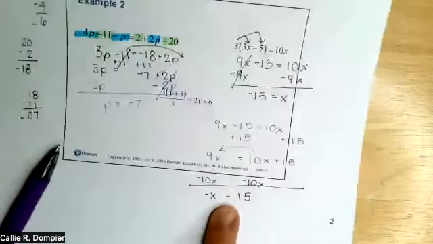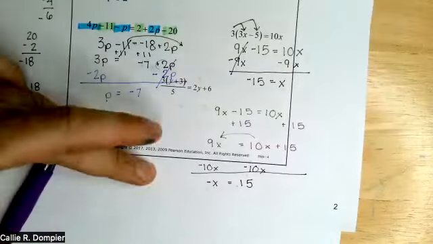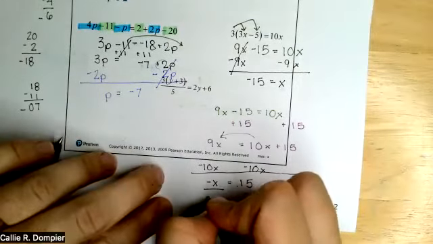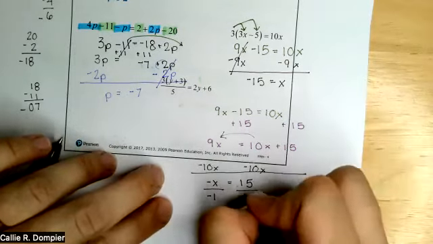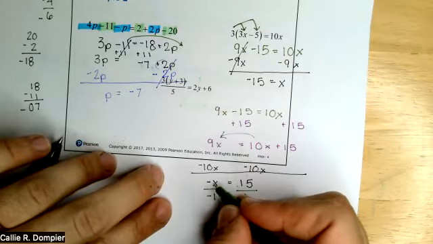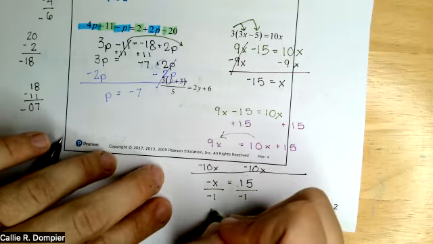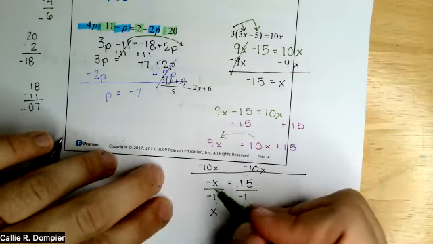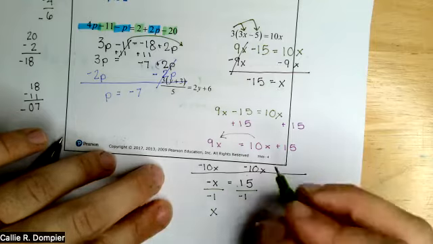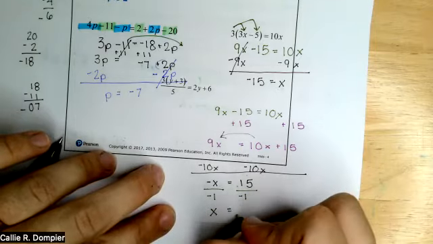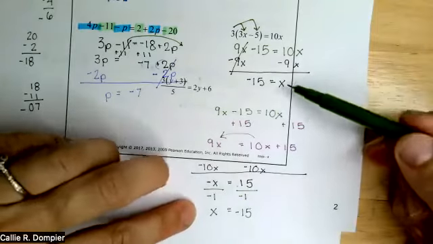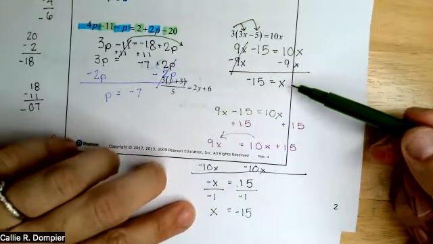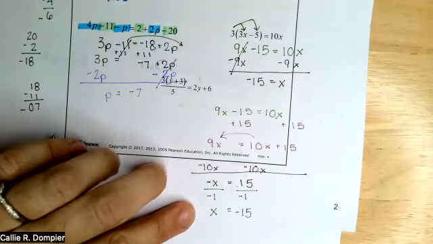I want that negative x to be a positive x, right? So I divide, or multiply, by -1. Anything I do to this side, I have to do to this side. A negative number divided by a negative number makes that number a positive. And anything divided by 1 is itself. 15 divided by -1 makes the 15 a negative 15. So there are two ways to get x equals negative 15.